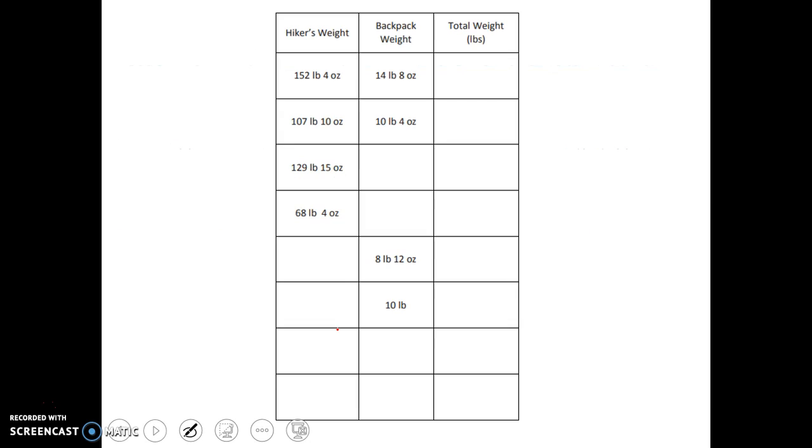Complete the table. The first thing that we should notice in our table is that when we're looking at the hiker's weight, it's not in the same unit. So we need to go through and change all of these so that they're going to be the same unit. Ounces and pounds are not the same. I will tell you that there are 16 ounces to every 1 pound. So let's keep them as fractions, into fractions of what their weight is.